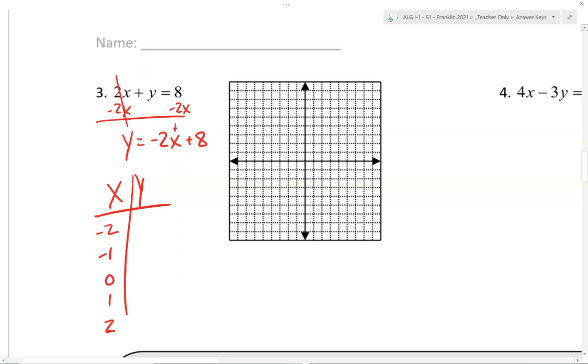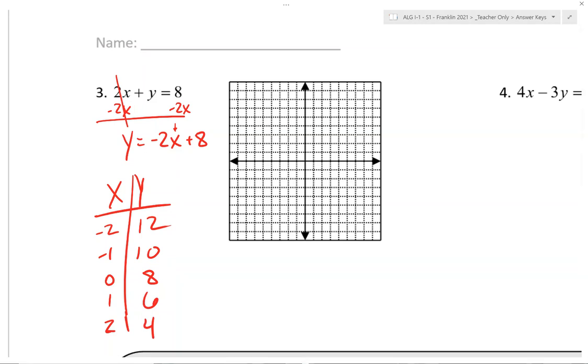So negative 2 times negative 2 is positive 4, plus 8 is 12. Negative 1 times negative 2 is positive 2, plus 8 is 10. Put in 0, we get 0 plus 8, which is 8. And so now you can see the pattern forming. We're going down by 2 each time. 1 times negative 2 is negative 2, plus 8 is 6. And 2 times negative 2 is negative 4, plus 8 is 4, which does confirm the pattern, so we can be pretty sure we did this correctly.